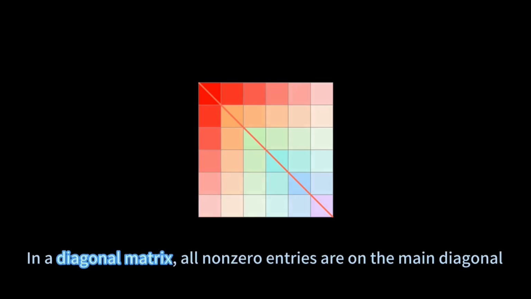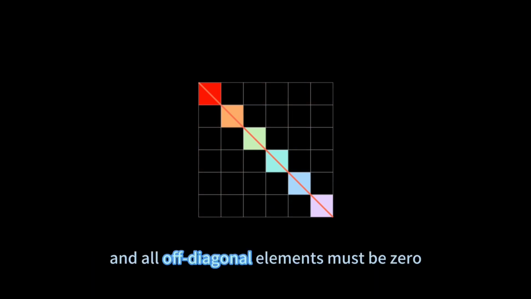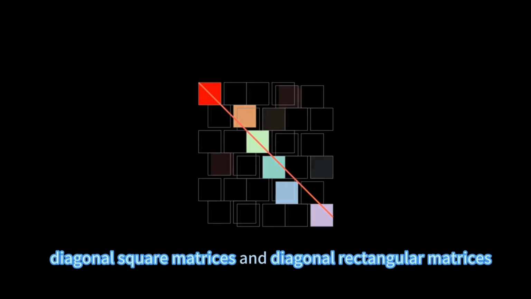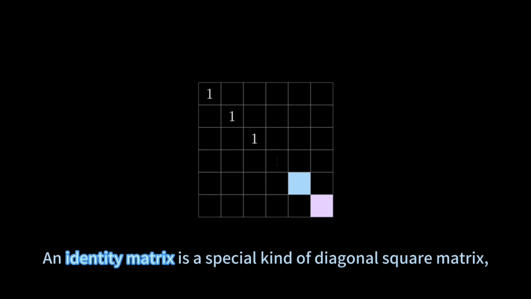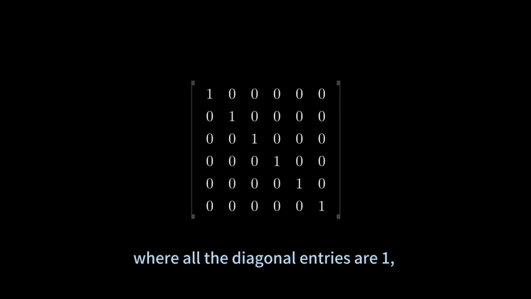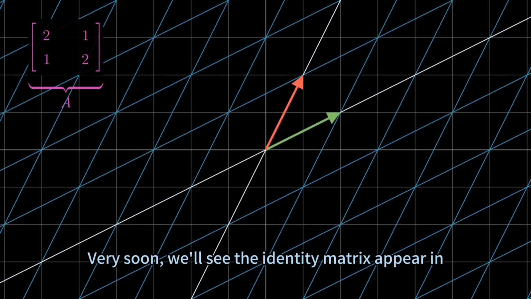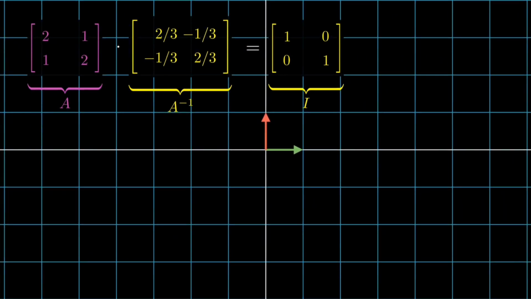In a diagonal matrix, all non-zero entries are on the main diagonal, and all off-diagonal elements must be zero. Diagonal matrices come in two types: diagonal square matrices and diagonal rectangular matrices. An identity matrix is a special kind of diagonal square matrix where all the diagonal entries are 1 and everything else is 0. Very soon we'll see the identity matrix appear in matrix multiplication, inverses, and orthonormal bases.